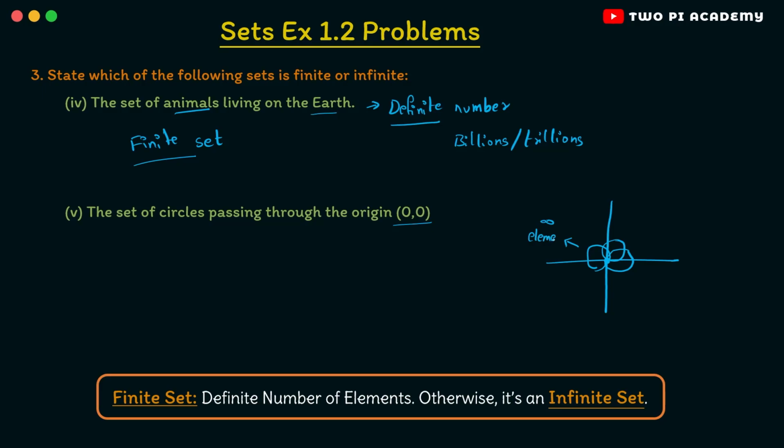So therefore there are infinite elements, right? You can get infinite circles such as this. So clearly this is an infinite set. It is clear, right? You can draw infinite number of circles that pass through the origin. So therefore it is an infinite set. So this is how you have to solve problems related to finite and infinite sets. Now let us move on to the fourth problem in this exercise.